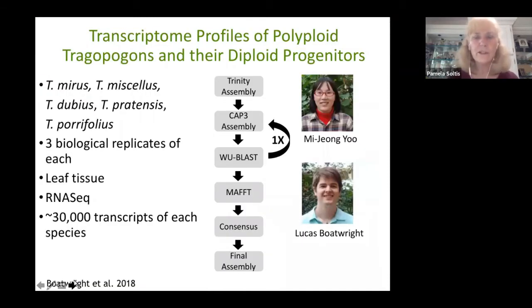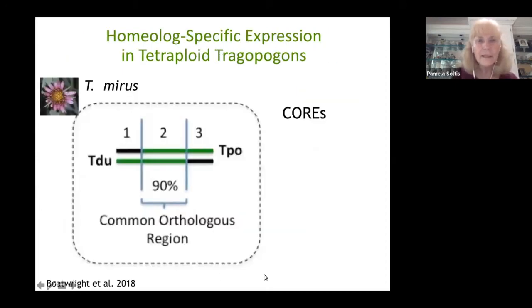We've also done some additional analyses of gene expression using transcriptome profiling and some specific sorts of transcriptome comparisons that I'll describe in a minute. Our initial work in this area was led by Lucas Boatwright, who was a PhD student working with Brad Barbazuk at the time, and Mi-Jung Yu, who was a former postdoc. And this work was published in Genetics a few years ago. In this study, we examined transcriptomes of leaf tissue across multiple replicates of each of the 5 species. And in this analysis, we identified what we called common orthologous regions that were identified based on sequence similarity between the diploid parental sequences. And we defined this common orthologous region as a target then for looking for homolog specific expression in the tetraploid species.